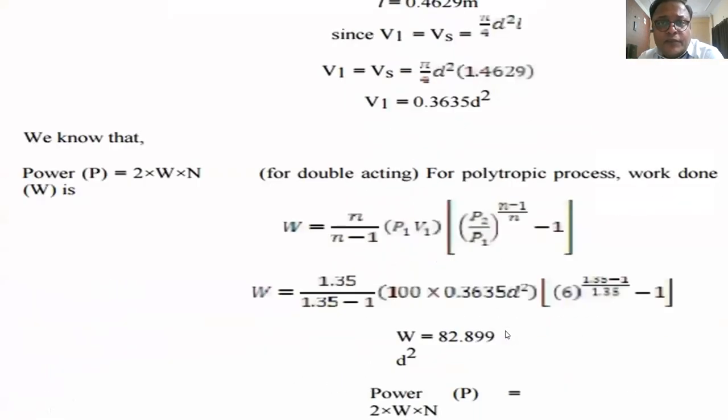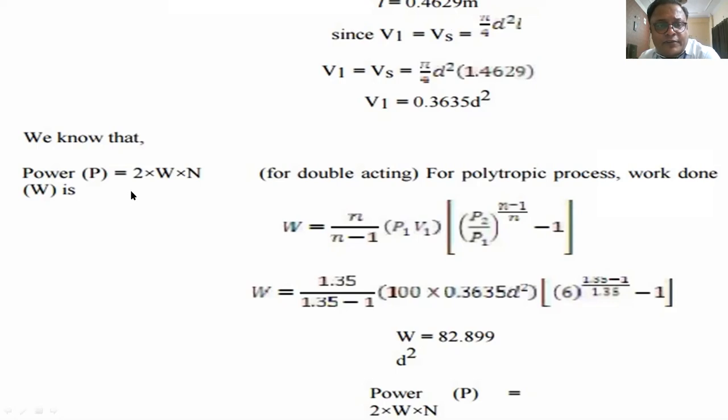This is the factor where the stroke volume will be calculated. This is the stroke volume. V1 is equal to Vs, pi by 4 d square into L. So L comes from 2LN equal to 2.5 meter per second that you calculated there, and accordingly the stroke length comes out to 1.4629. So V1 is equal to Vs, pi by 4 d square. So V1 comes to 0.3635 d square.